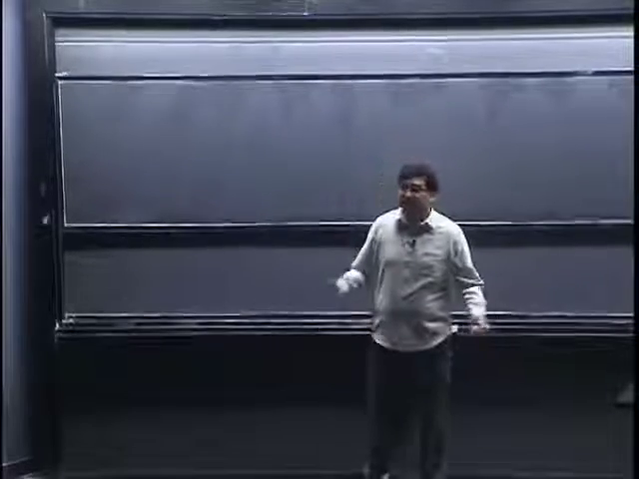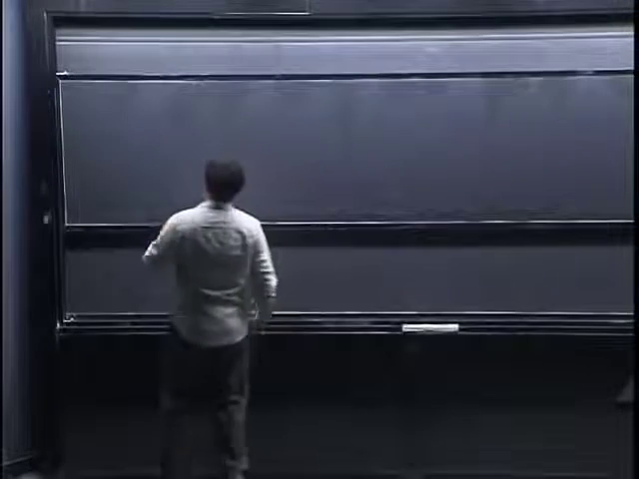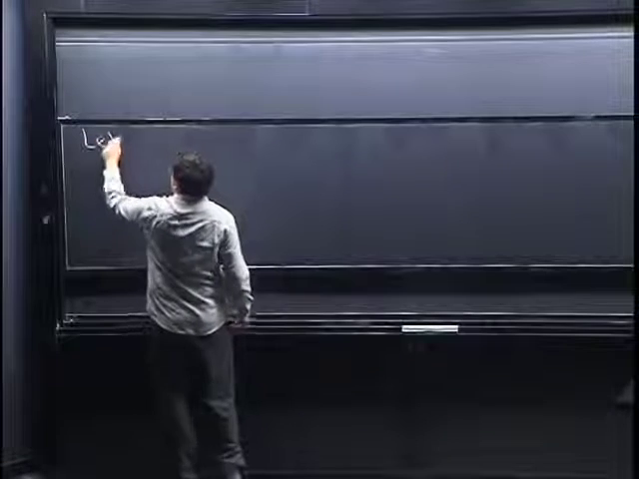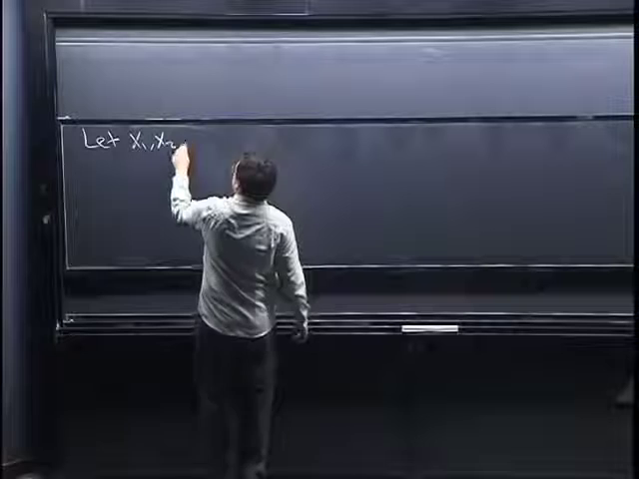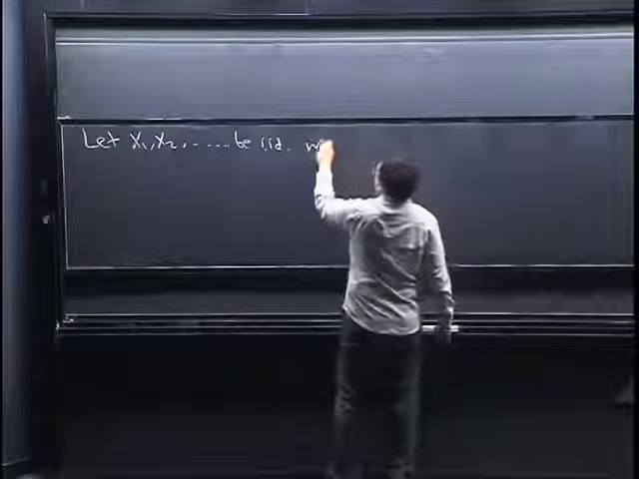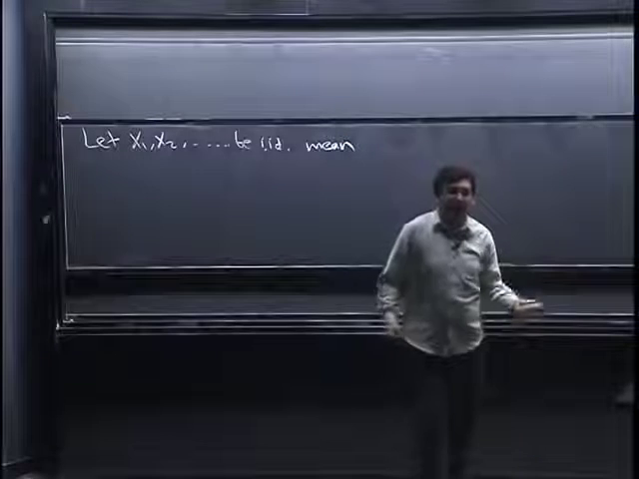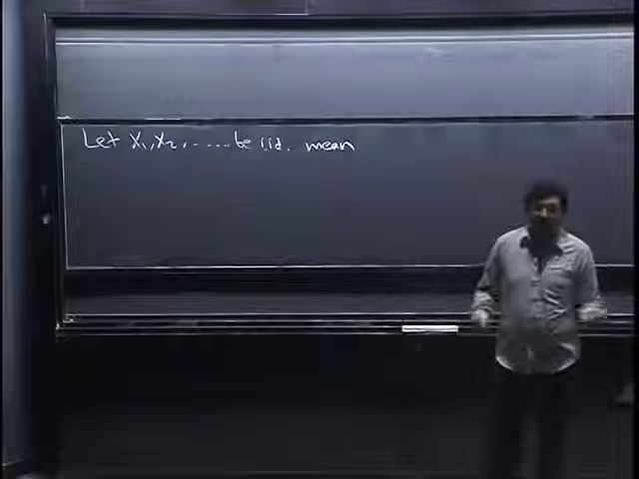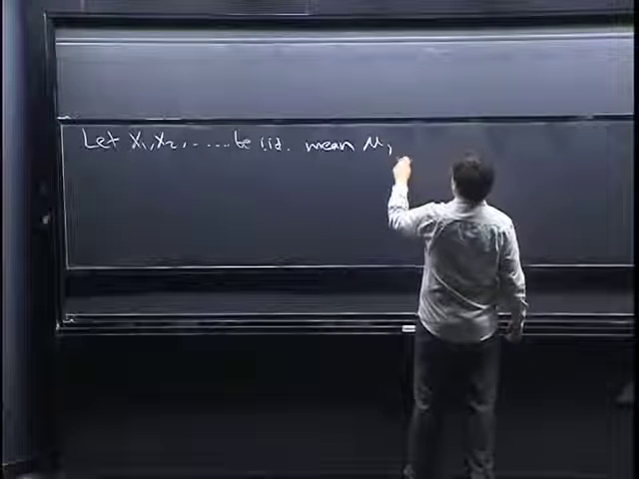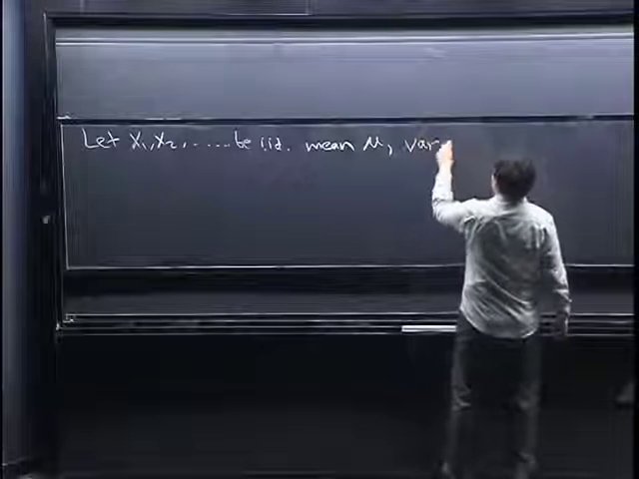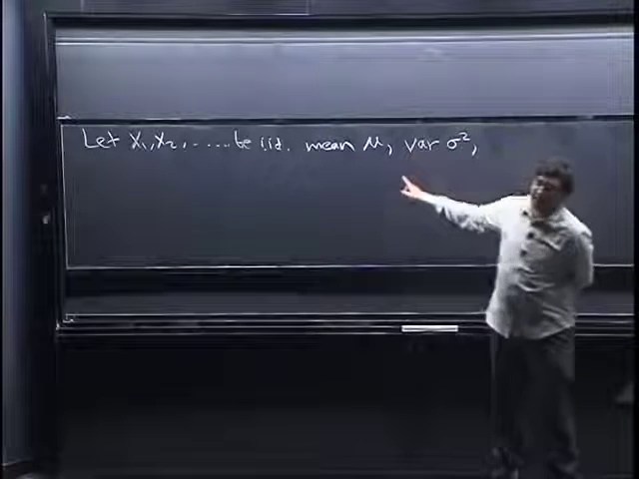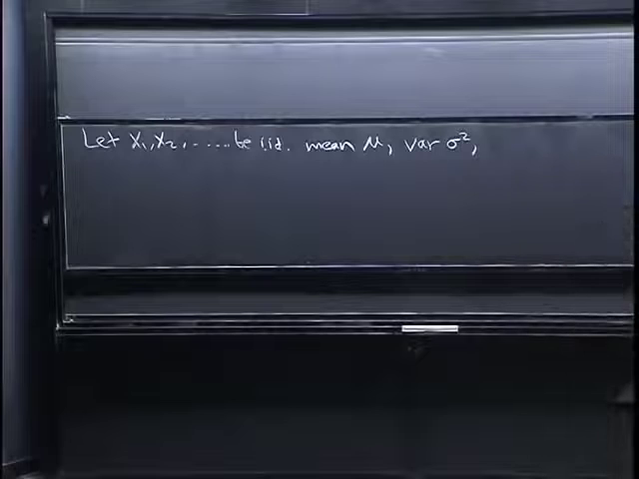So the setup for today is that we have IID random variables. Let's just call them x1, x2, and so on, IID. Since they're IID, they have the same mean and the same variance, if the mean and variance exist. But we'll assume they do. So the mean, we'll just call it mu, and the variance, sigma squared. So we're assuming that these are finite for now, that the mean and variance exist.